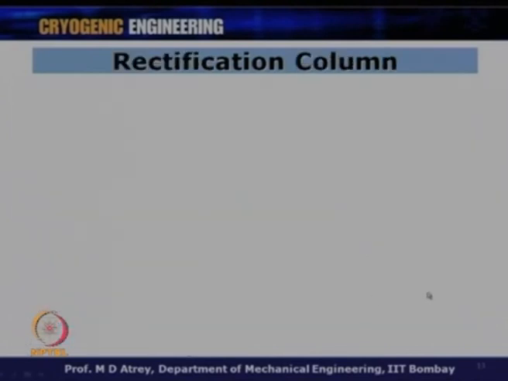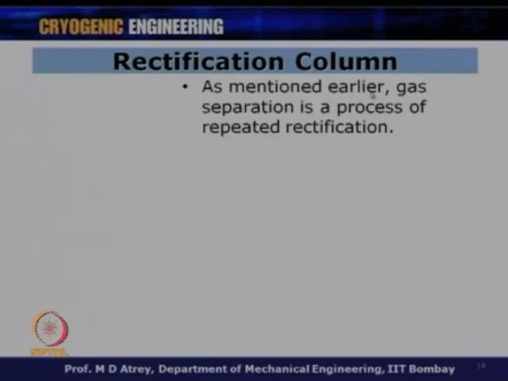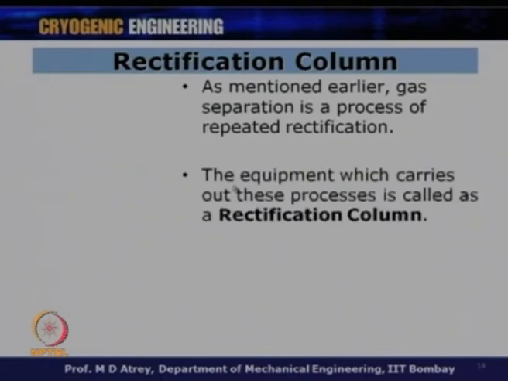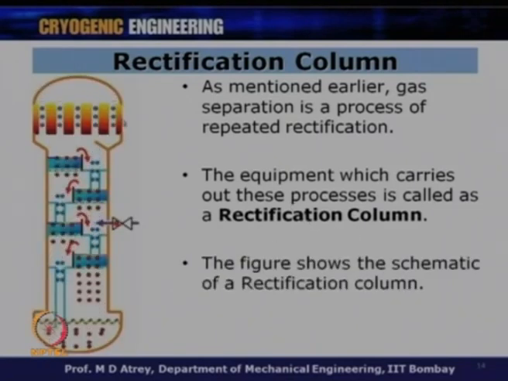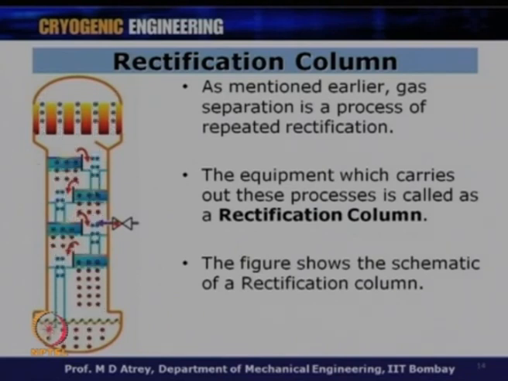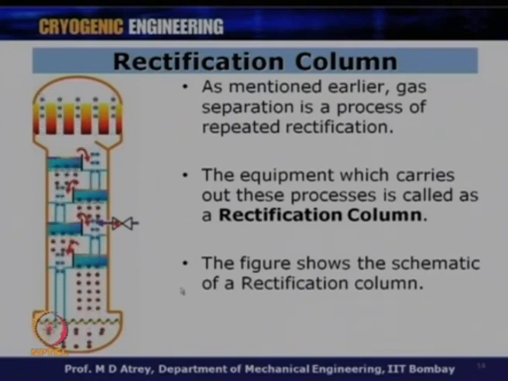All right, now let us go to the rectification column. With this background, whatever we have studied, now let us go to the rectification column, which, as mentioned earlier, in gas separation is a process of repeated rectification, or condensation and evaporation. The equipment which carries out these processes is called a rectification column, and a general schematic is given over here. This could be a very huge structure. It can have a very high length also, depending on the kind of purity you want, and what it consists of is this.